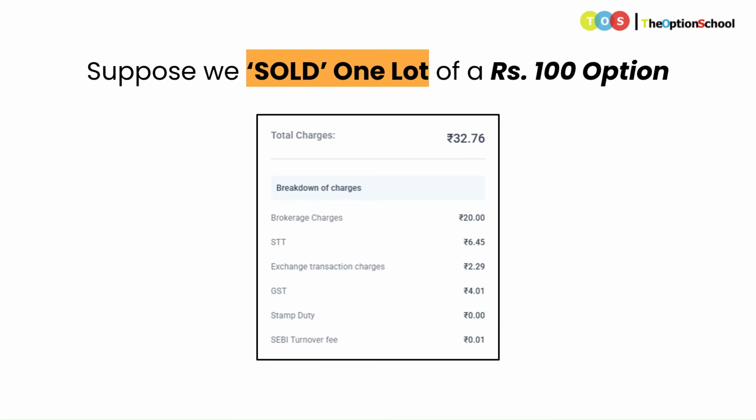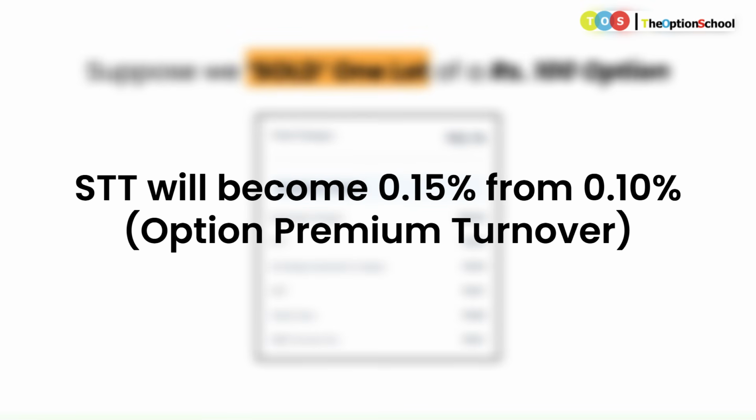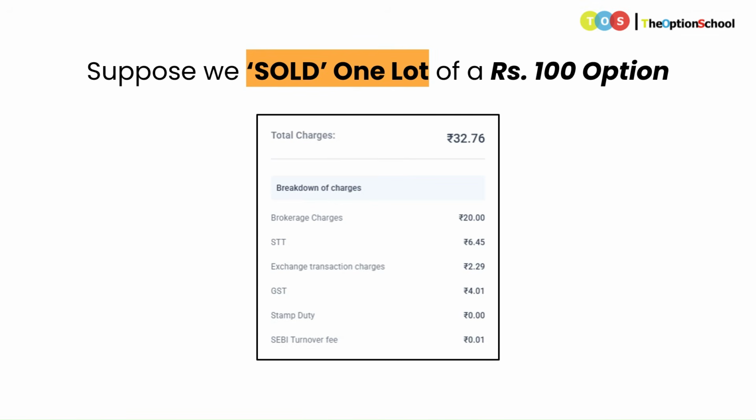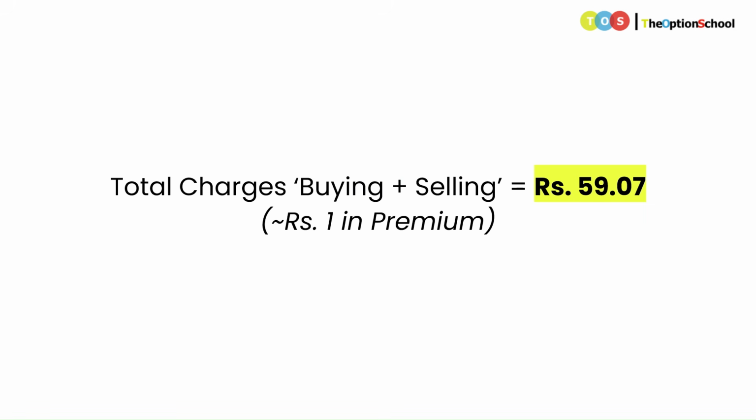Now this is the thing which will change from 1st April. STT from 0.1% here will become 0.15%. We will see how that will impact the transaction charges on these kinds of trades. So as of now, current buying plus selling will take around 59 rupees 07 paisa on a lot size of 65. So roughly around 1 rupee per unit is the expense for buying as well as selling. Obviously, in case the selling price reduces, the charges will slightly reduce, but we can very safely assume that 1 rupee is my expense.